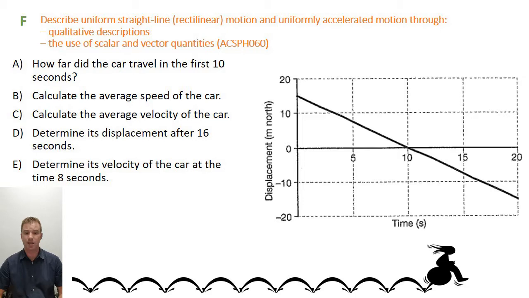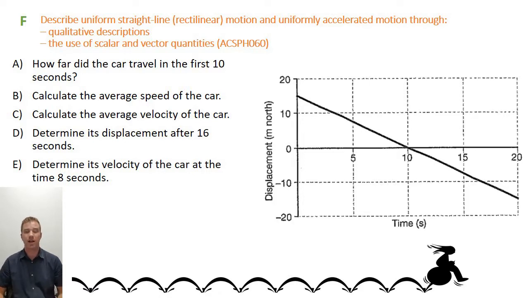Now, how far did the car travel in the first 10 seconds? Calculate the average speed of the car. Calculate the average velocity of the car. Determine its displacement after 16 seconds. And determine the velocity of the car at the time of 8 seconds. So let's have a look here.